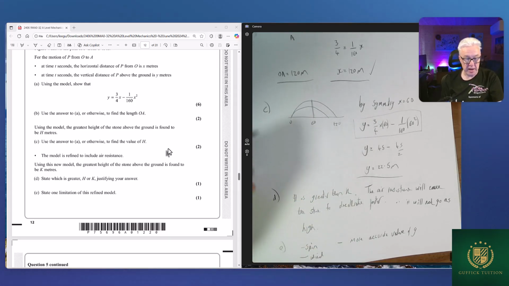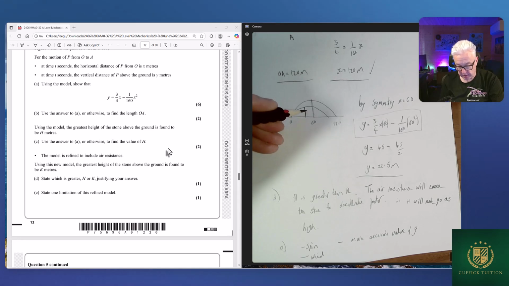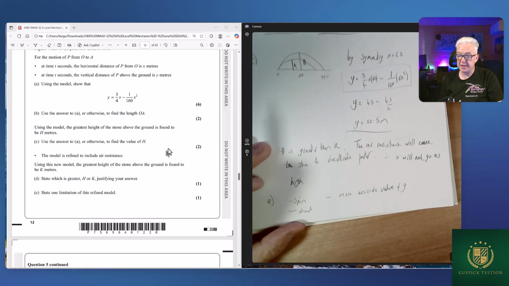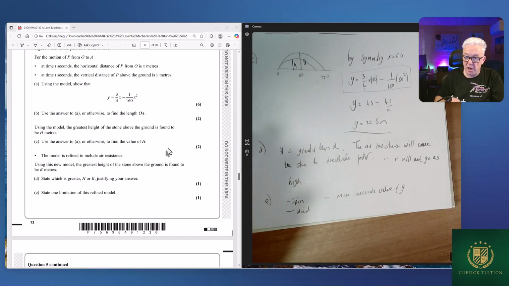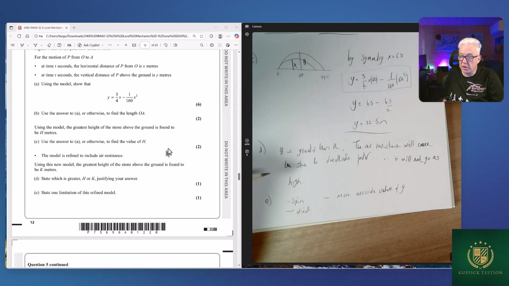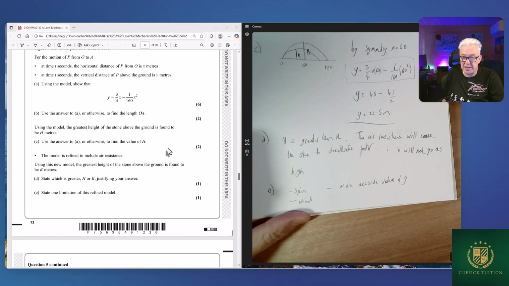Okay, so therefore this greatest height was k, and this greatest height was h. So h is greater than k, as the air resistance will cause the stone to decelerate faster. Okay, so it's not going to get as high. So h is greater than k.